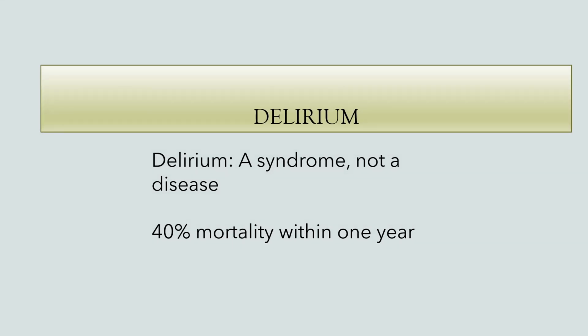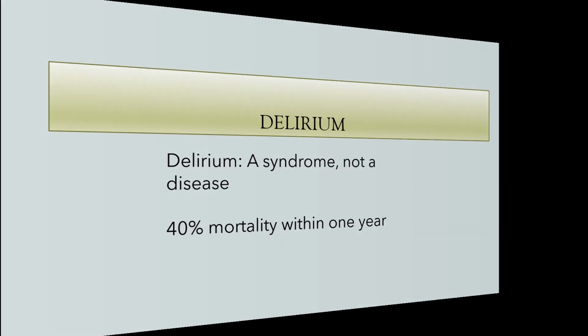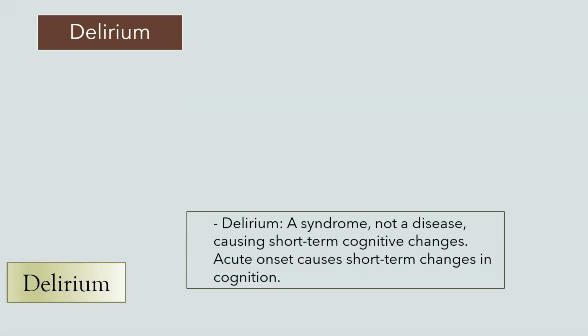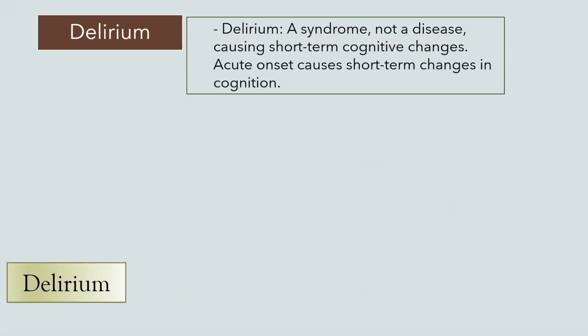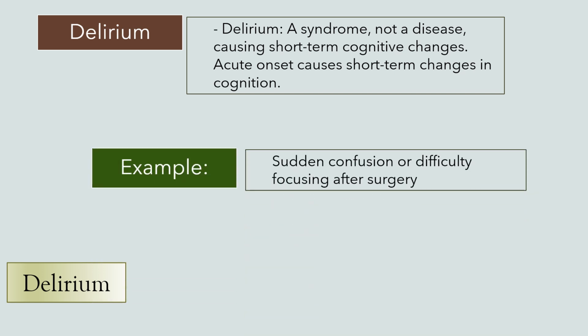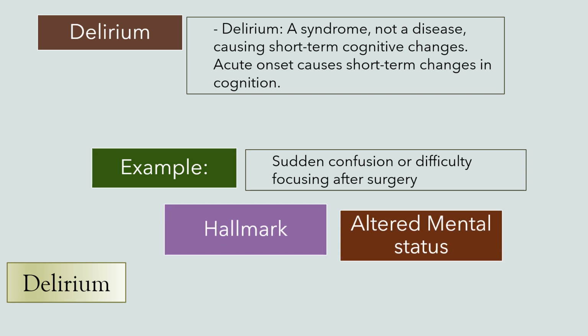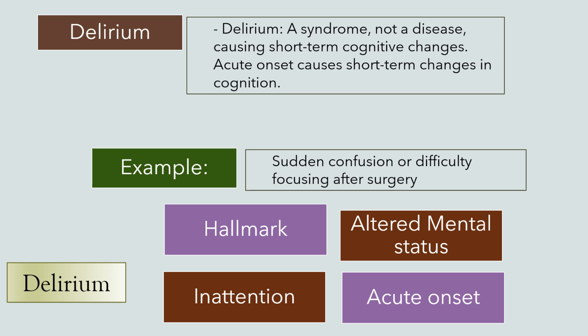Delirium. Delirium is a syndrome, not a disease. It has a 40% mortality rate within 1 year. It causes short-term cognitive changes. Acute onset causes short-term changes in cognition. An example: sudden confusion or difficulty focusing after surgery. The hallmarks: altered mental status, inattention, and acute onset.